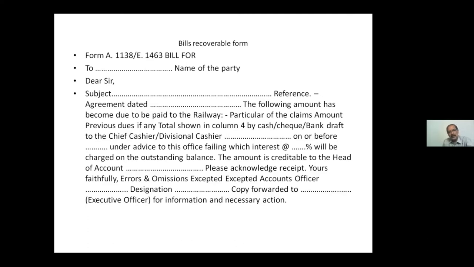And this notice will be copied to the concerned executive. The concerned executive can be the engineering department, the SLD department, or any other department, commercial department, senior DCM. So this demand, asking for the remittance of the license fee, that is called bills recoverable, will be copied to the executive also.